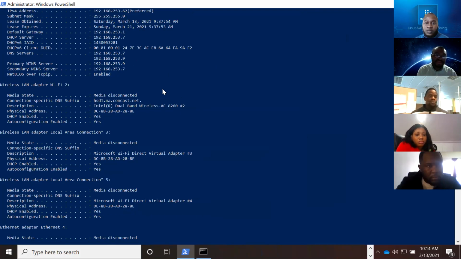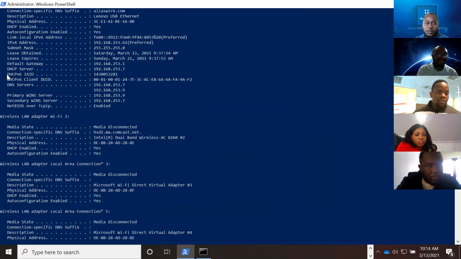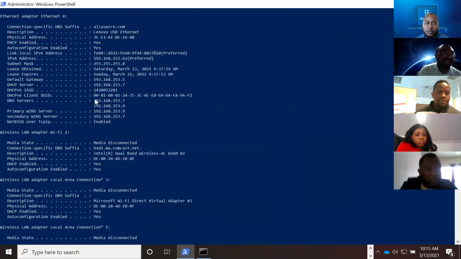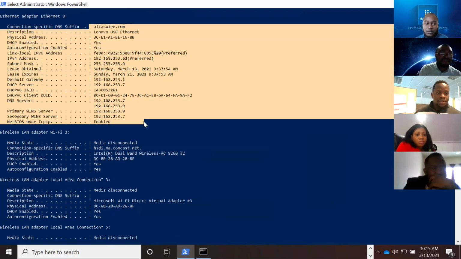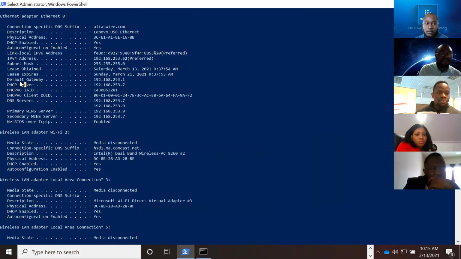All right, so let's find out what the default gateway of my system, of my network, is. My default gateway right here ends with 253.1. Can you guys see that? Yes. All right, so my network starts from 253.0, and then it ends on 253, usually it's a 254.